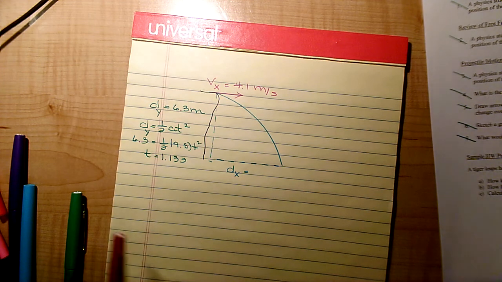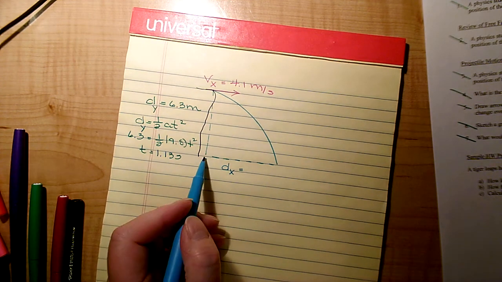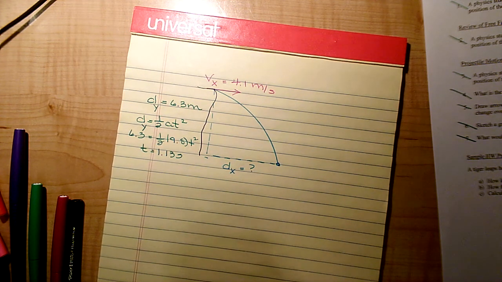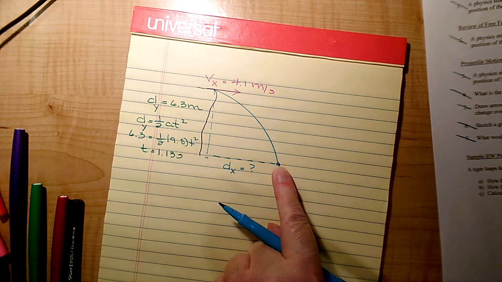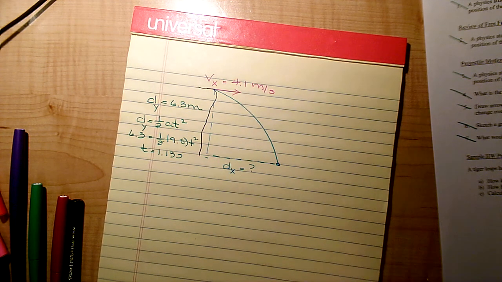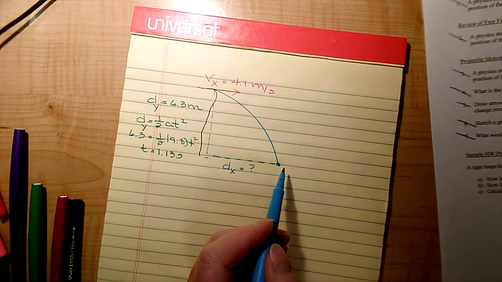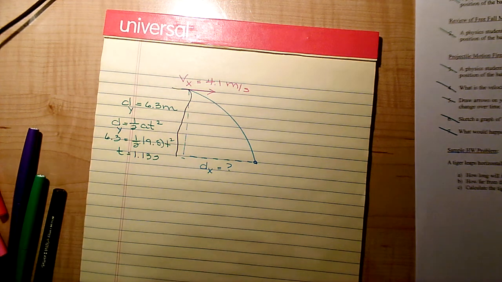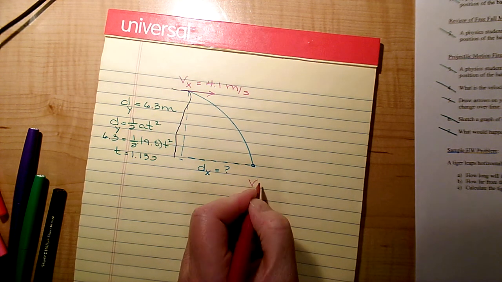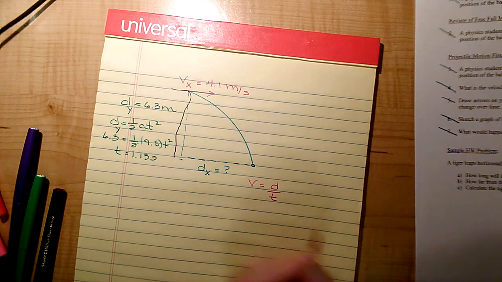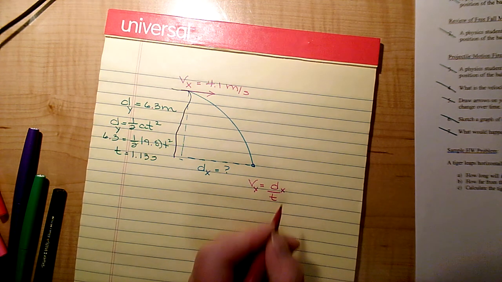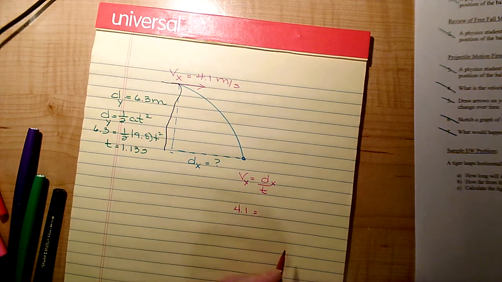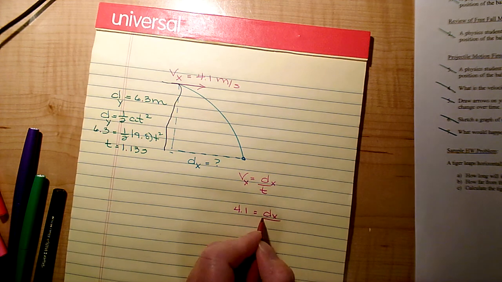How far from the base of the rock will he land? How far over is he going to land? He's going to land right there. What makes him go over is how fast he leaped. I know that in the x direction, he leaps with a constant velocity, so I'm going to use the constant velocity equation. Velocity is distance over time, but this is happening in the x direction, so I'm going to put little x's on there. How fast is he going in the x direction? 4.1. I'm looking for how far over he goes in the x direction.